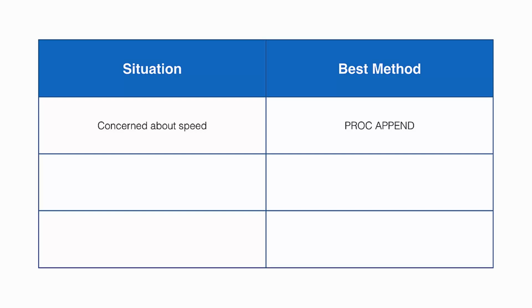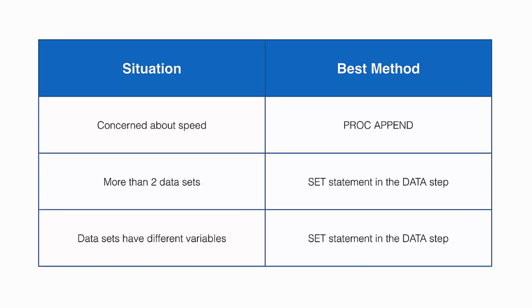If you're concerned about speed, proc append is faster because it doesn't process any of the observations in the base equals dataset. However, with the small datasets we use in this course, this speed difference will likely be unnoticeable to you. If you want to combine a large number of datasets, remember that you're limited to 2 input datasets per proc append step. When you use the set statement, you can concatenate or interleave any number of input datasets in a single data step.